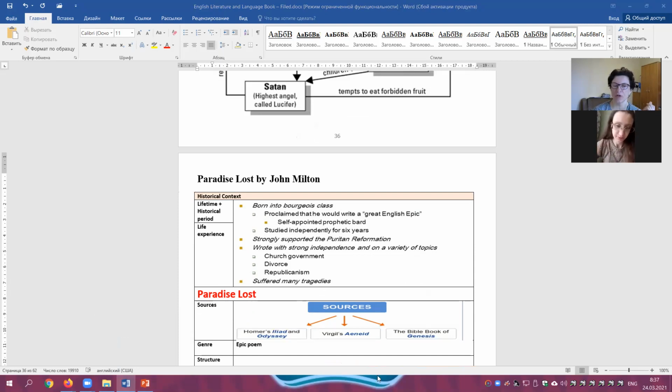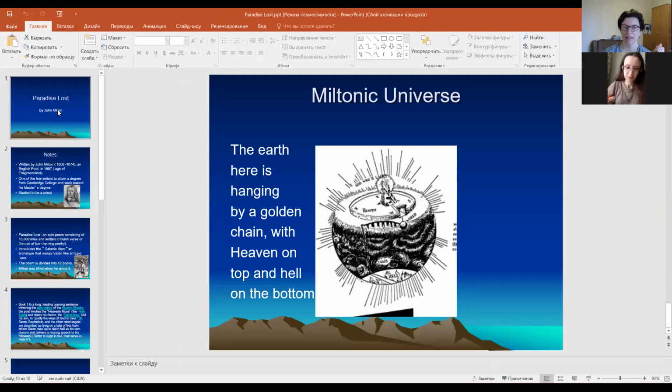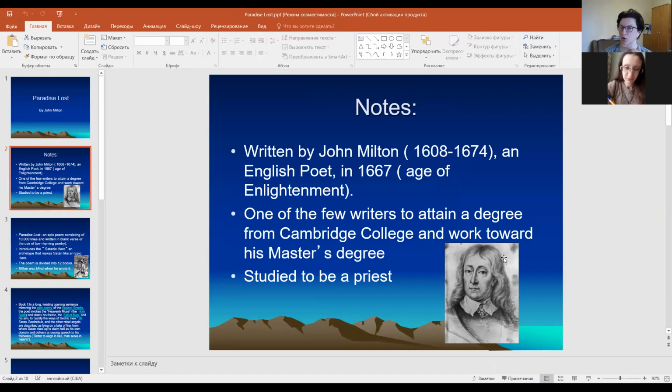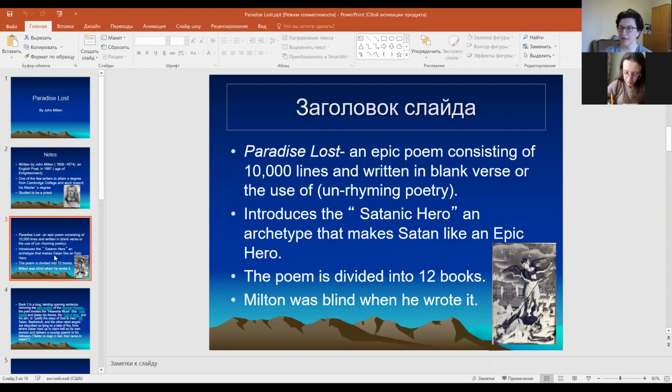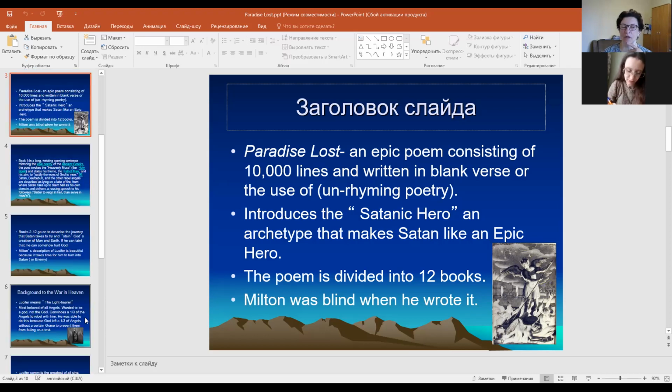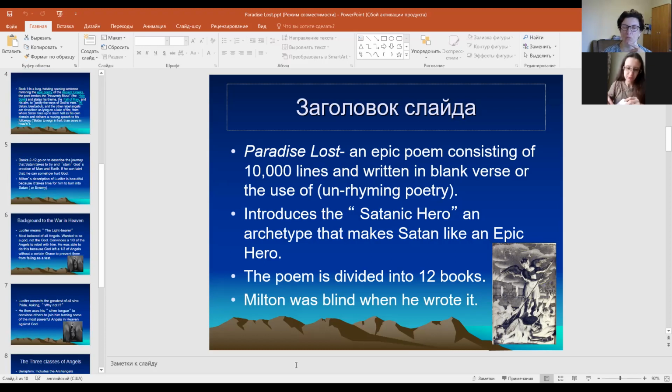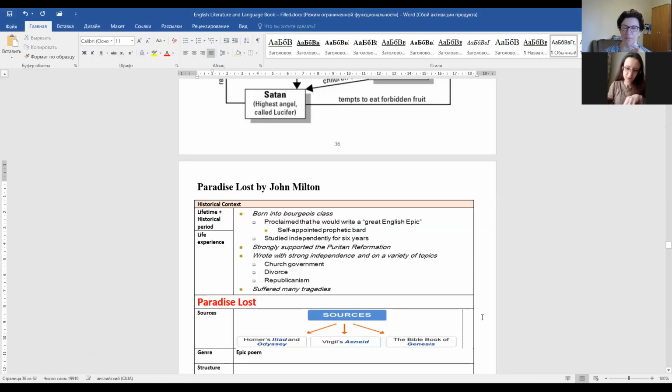Yeah, so if we talk about John Milton, we will see that Milton was a person who was greatly educated. It was the age of enlightenment, the new age, when new ideas were spreading, and he started to be a priest. However, he finally wrote the epic poem, Paradise Lost, and became one of the most powerful writers of the time. So what other epic poem have we already discussed? What was the epic poem that we discussed before?